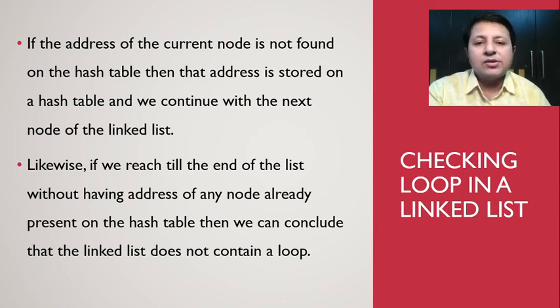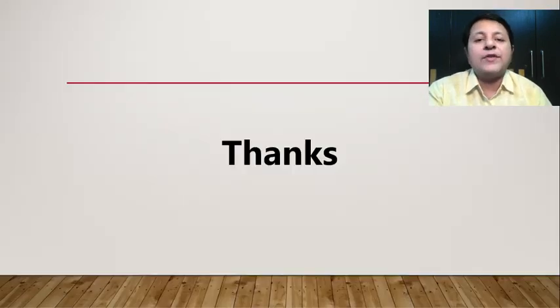Okay, keep the addresses on the hash table so that if you find that any node which you are currently visiting is already visited, as the address is there on the hash table, we can detect the loop. Fine, so that was the first method for checking whether the particular linked list has got a loop or not. In the further videos, we'll come up with other methods as well.